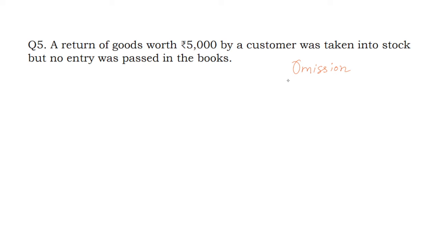Omission, no? Errors of omission. So it is omitted. So how to record this? A return of goods by a customer. That means our customer returned goods, taken into stock, but not passed in the books. We have not recorded the transaction. So how to record the return transactions? Simply we will record the transactions like this.